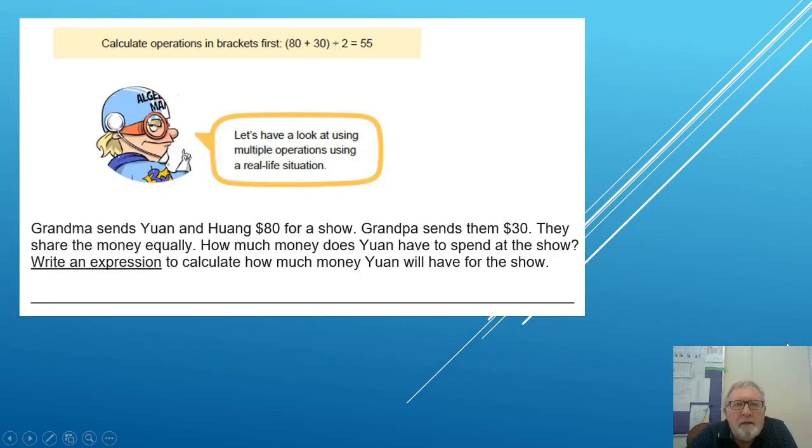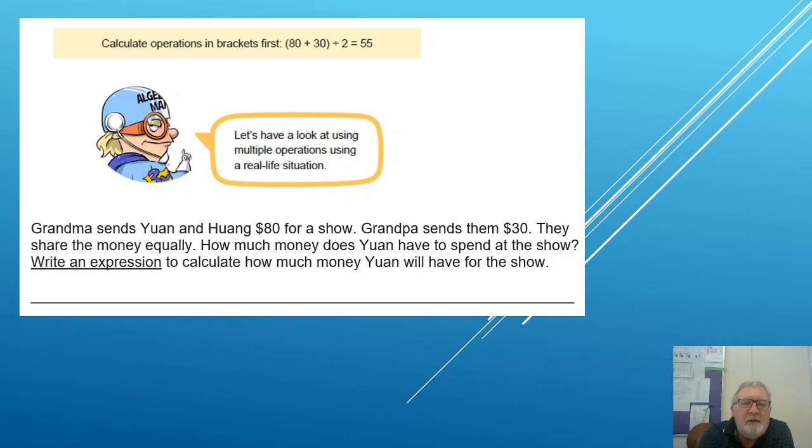Okay. So the new convention is calculate operations in brackets first, but there's got to be a reason why that's happening. There has to be a reason why you need to do that calculation first. So our expression at the top has 80 plus 30 in brackets, divided by 2 equals 55.